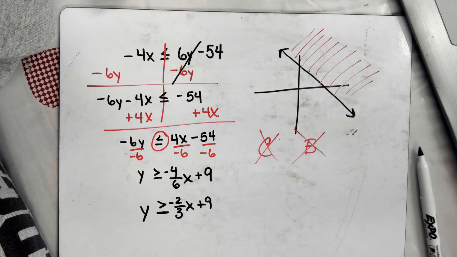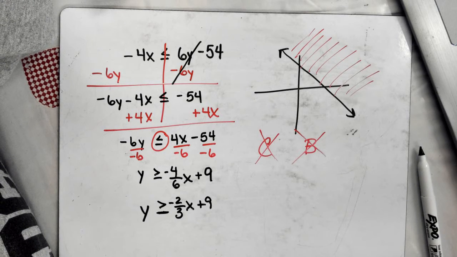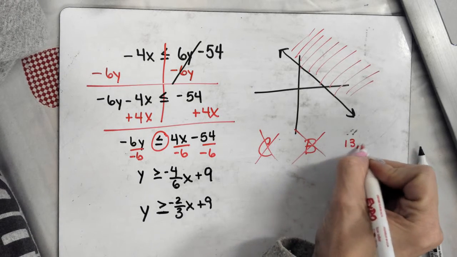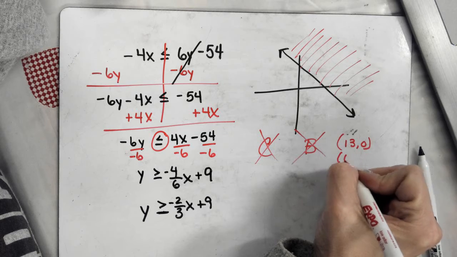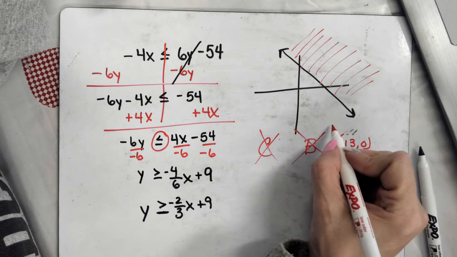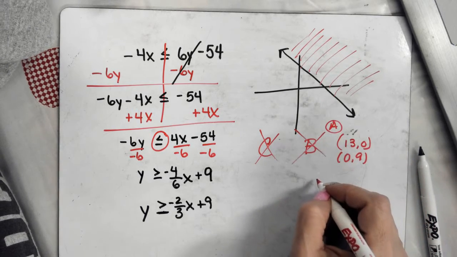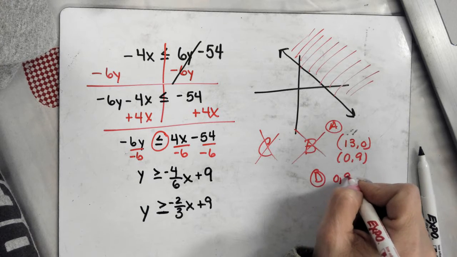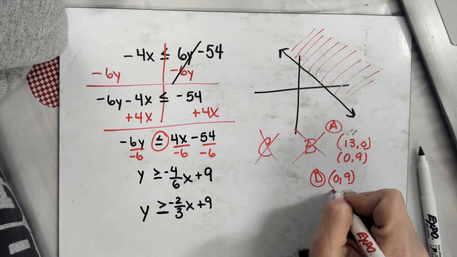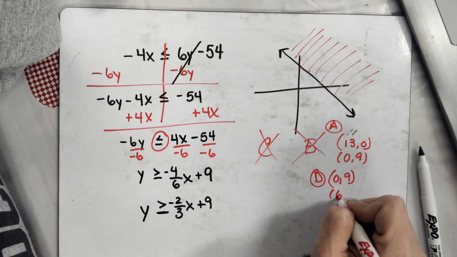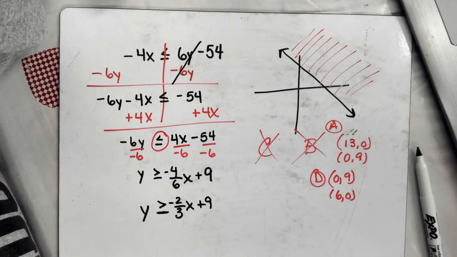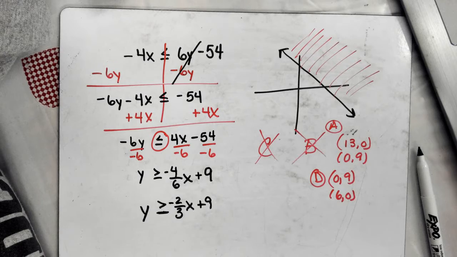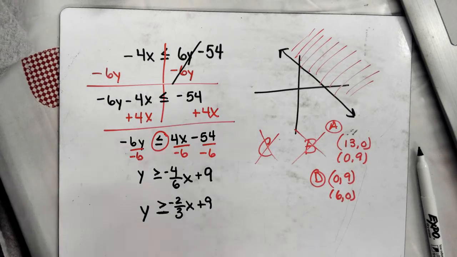Let's double check so that we can make sure. When you look at A, it crosses at 13, 0, and it crosses at 0, 9. This one is A. D has an intercept at 0, 9, but the other intercept is at over 6, 0. So we need to double check that on ours to make sure we've got the right ones.